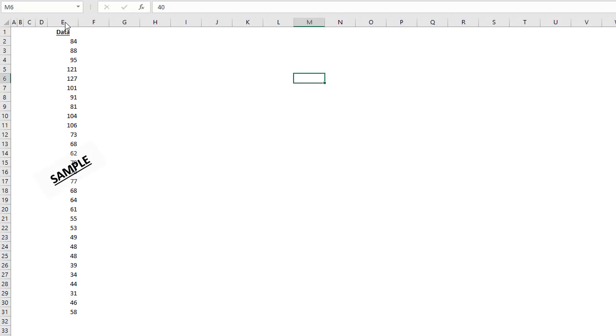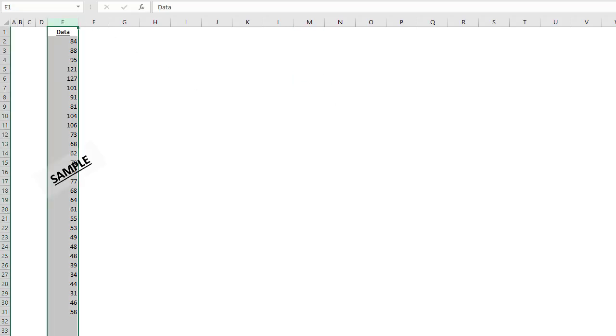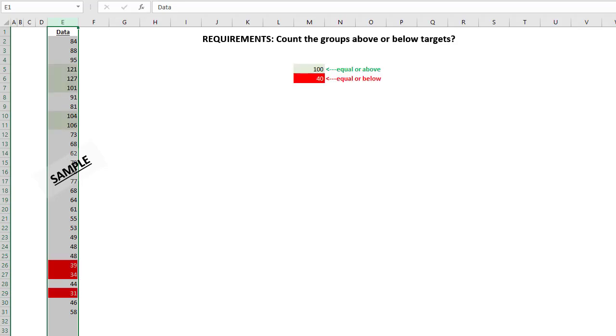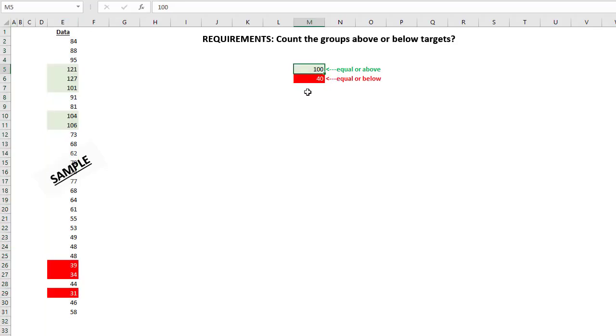So here in column E, we have some sample data, and what we want to do is count the number of groups that are above or below our targets. So we click this, we see the maximum level is 100, the minimum level is 40 or below.